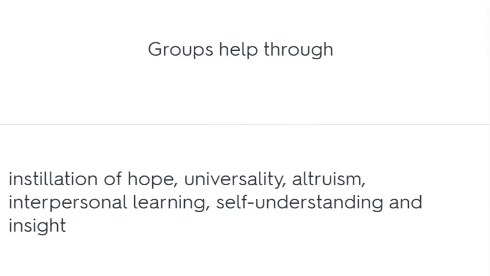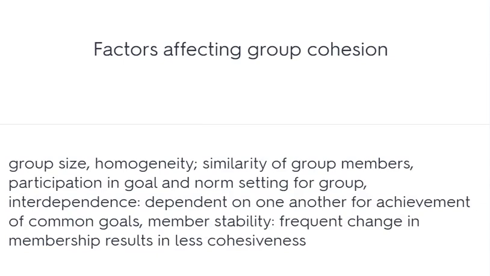Groups are held together through installation of hope, universality, altruism, interpersonal learning, self-understanding and insight. Factors affecting group cohesion: group size, homogeneity, similarity of group members, participation in goal and norm setting for group, interdependence, dependent on one another for achievement of common goals, member stability. Frequent change in membership results in less cohesiveness.